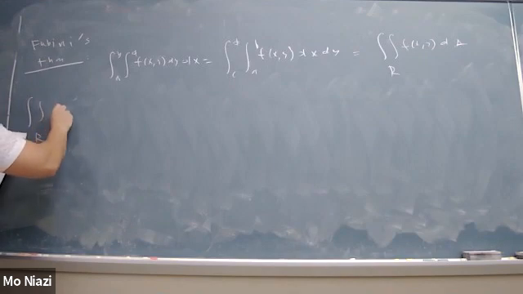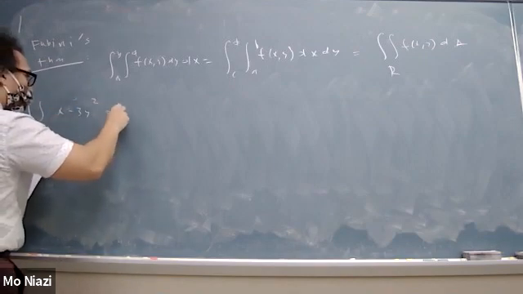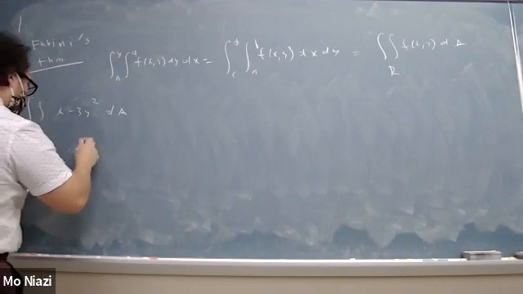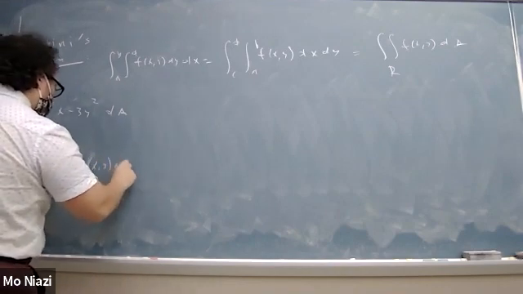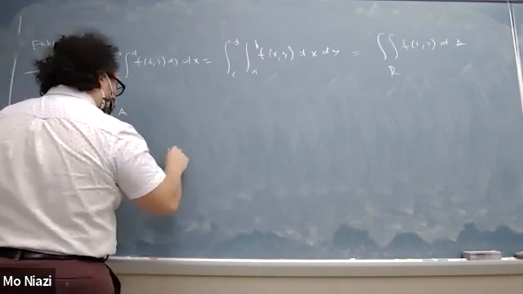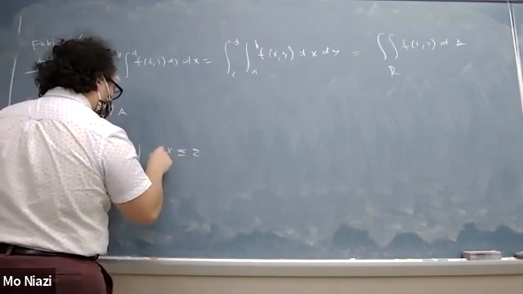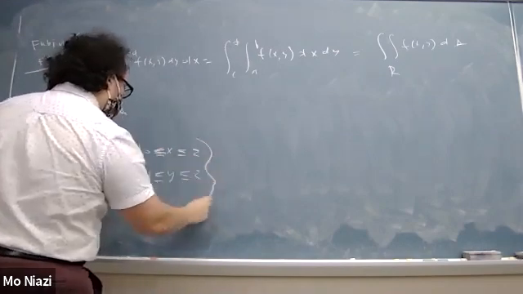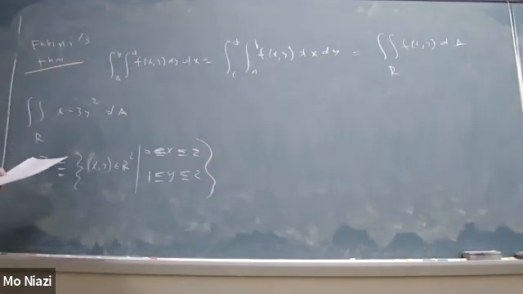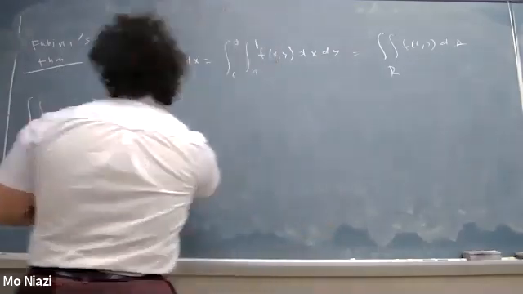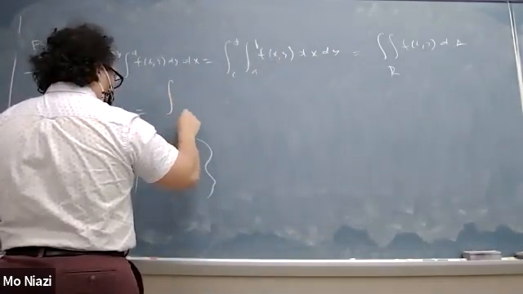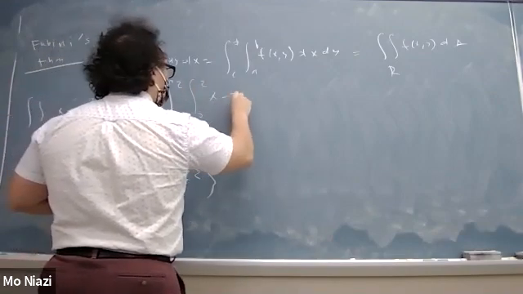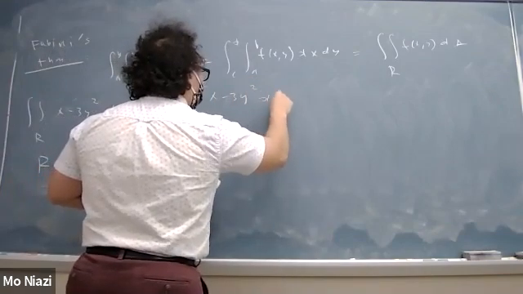What's this integral? Where our region R is the set of (x, y), an element in R², such that x ranges from 0 to 2, and y ranges from 1 to 2. Okay. So this then becomes the integral from, let's say, 1 to 2, integral from 0 to 2 of (x minus 3y squared) dx and dy.